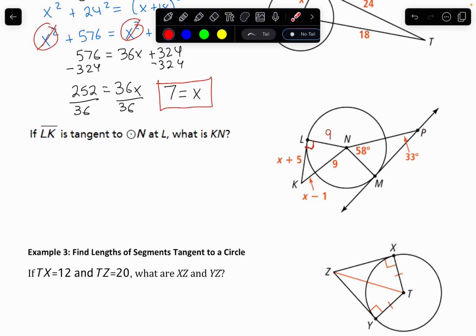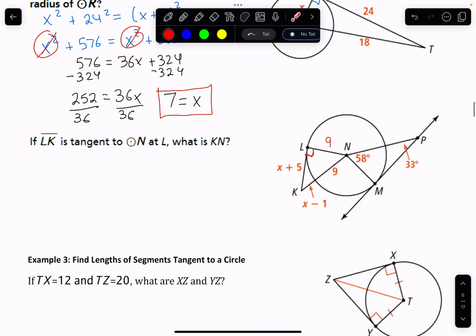Then I need to think about the fact that KN is shown as two pieces. It's an x minus 1 and a 9. If I combine together x minus 1 plus 9 to combine my like terms, I get x plus 8. So I can call my entire segment KN x plus 8.